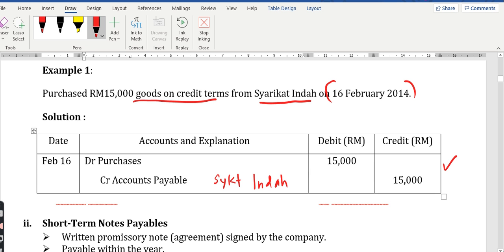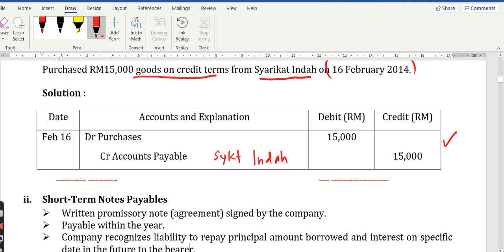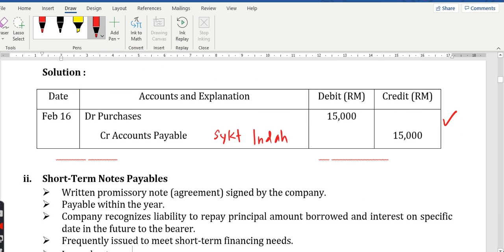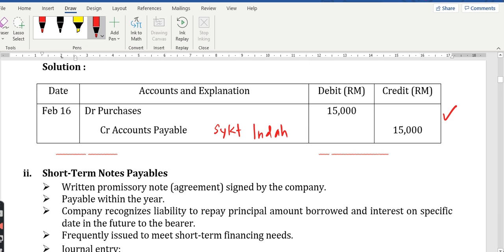Okay, another type of current liabilities is your short-term notes payable. Short-term notes payable is actually a written promissory note signed by the company, and since it is a current liability, it is payable within the year, less than 12 months.